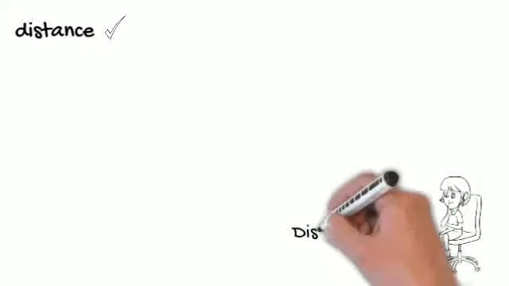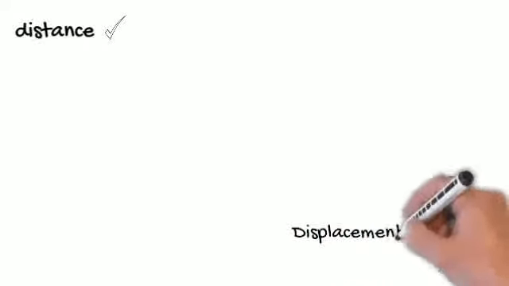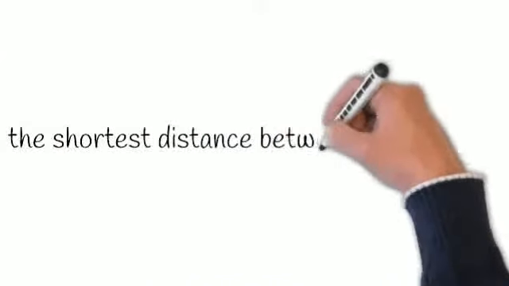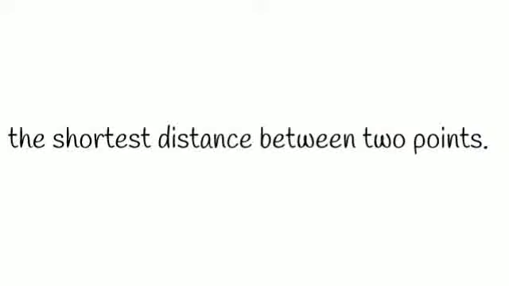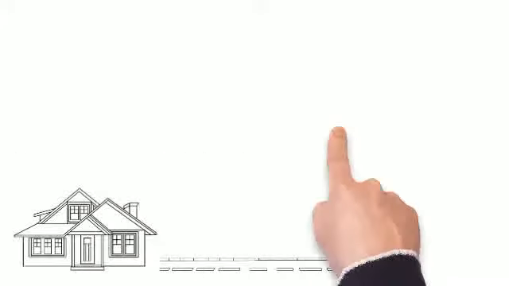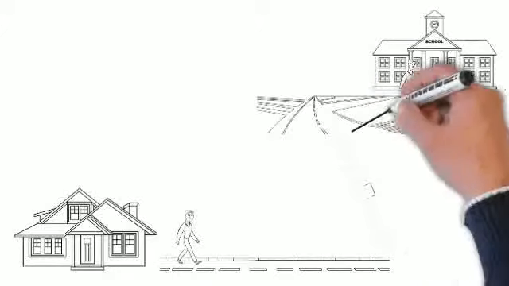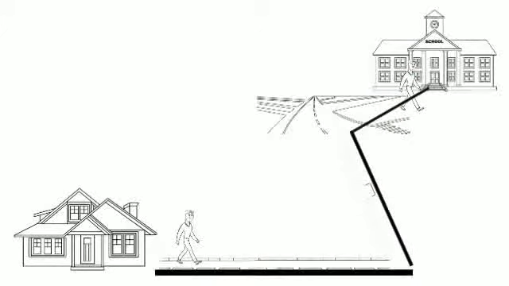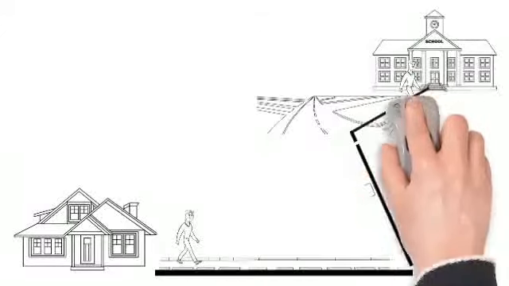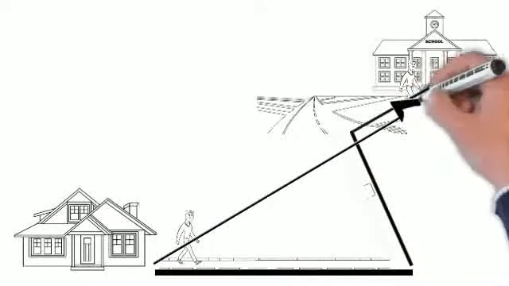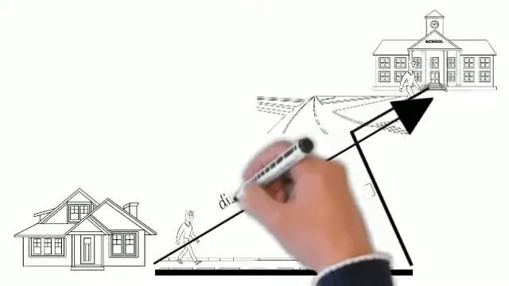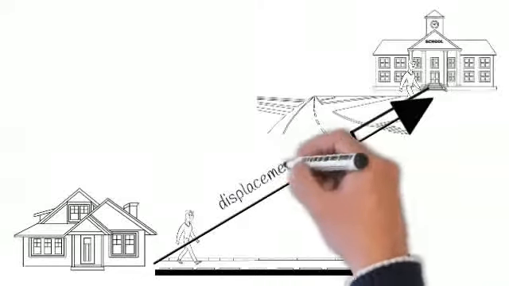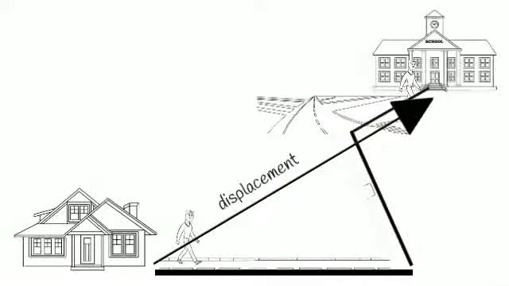Now let us recall the other term, that is, displacement. It is defined as the shortest distance between 2 points. Let me elaborate the meaning. In the example we saw earlier, the boy starts from home to school. In that case, the distance was the total length of the path traveled. Now imagine you draw a straight line from his home to school. The length of that line would be his displacement.